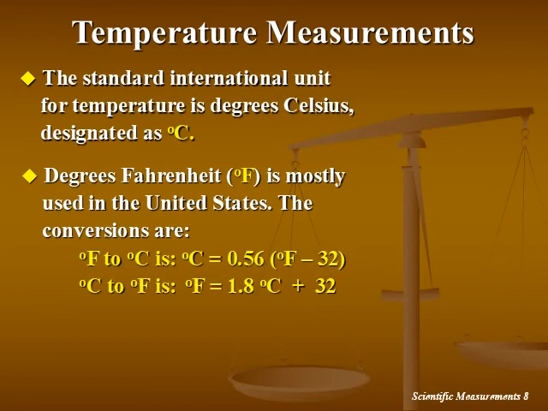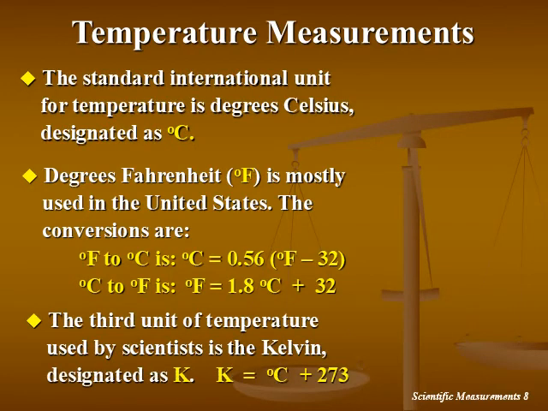Degrees Fahrenheit is mostly used in the United States by the general public. It is designated by a capital F with a superscript o before it to denote degrees. The conversion from degrees Fahrenheit to degrees Celsius or vice versa uses the equations shown. To find degrees Celsius, subtract 32 from degrees Fahrenheit and multiply by 5 divided by 9, or 0.56. To find degrees Fahrenheit, multiply degrees Celsius by 1.8, then add 32.